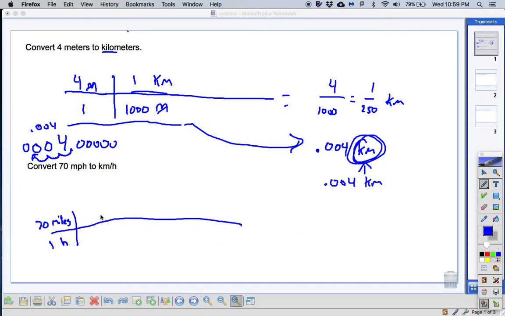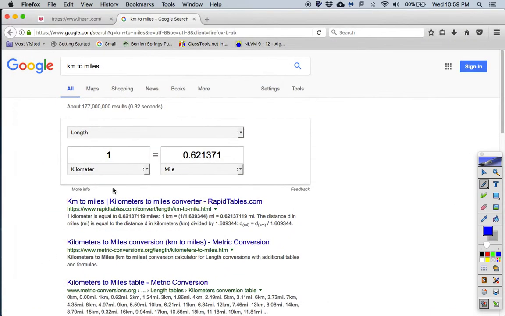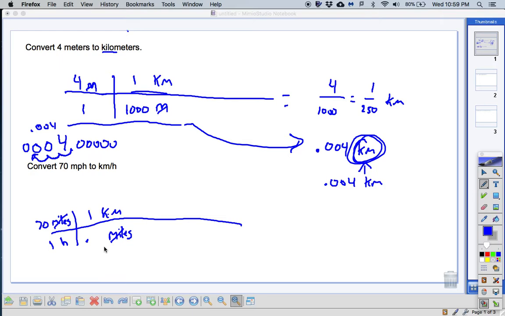So it's saying we want kilometers up here on the top, and miles on the bottom. And the reason we want miles on the bottom is because I want to cross those out, because I want the miles to go away and it's replaced with kilometers. So we now have kilometers on the top, hours on the bottom, which is what we need. And it said 1 kilometer was worth, I forgot what it was, 0.621. Okay, and now we have kilometers over hours.